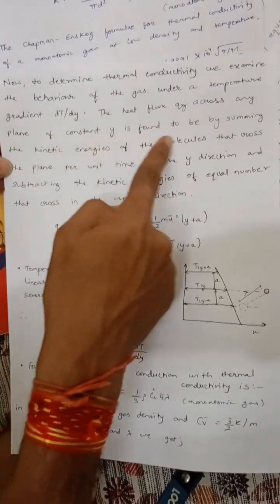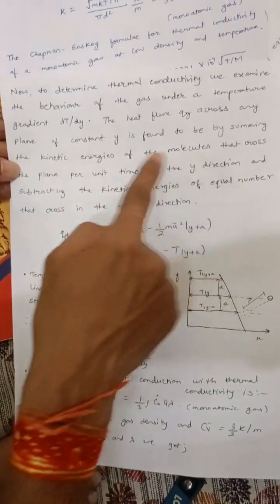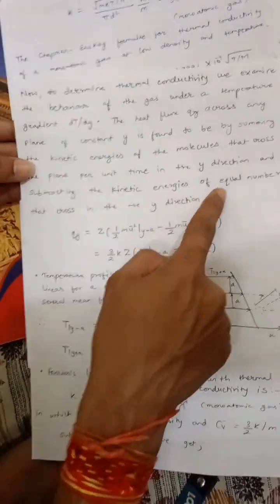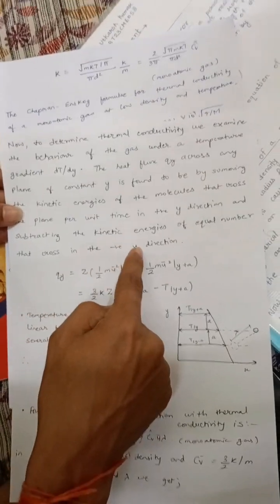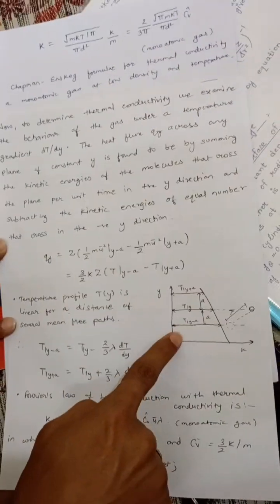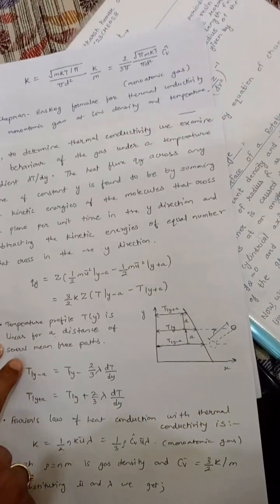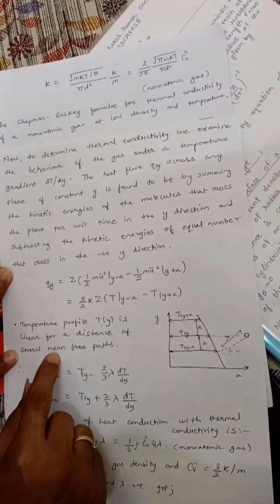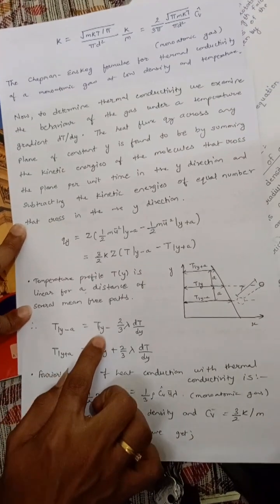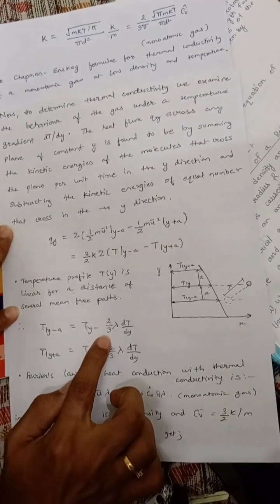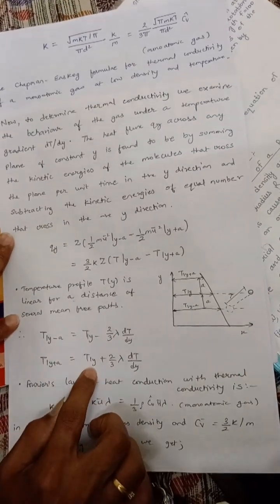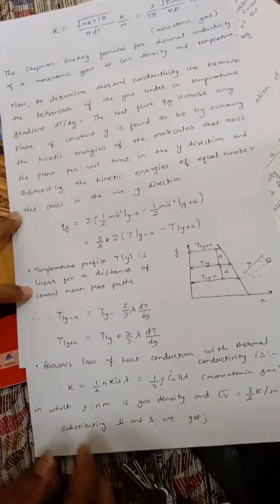The heat flux across the plane is found by summing the kinetic energy of molecules across the plane per unit time in the y direction and subtracting the kinetic energy of an equal number that cross in the negative y direction. So this comes out to be this, and the temperature profile is given by this. The temperature profile is linear for a distance of several mean free paths, and the temperature at y minus a is equal to the temperature at y minus 2 by 3 lambda dT by dy, and the temperature at y plus a is given by T at y plus 2 by 3 lambda dT by dy.